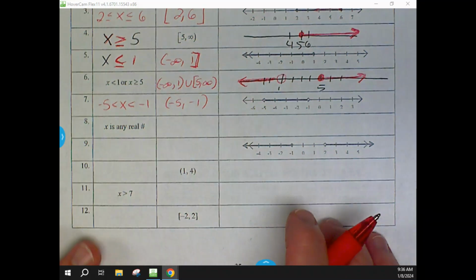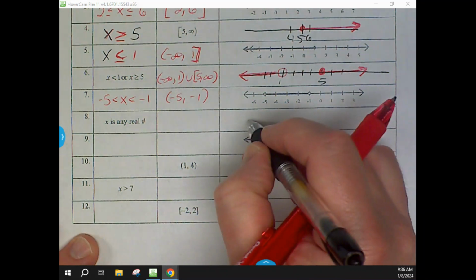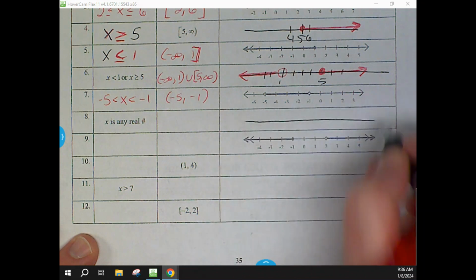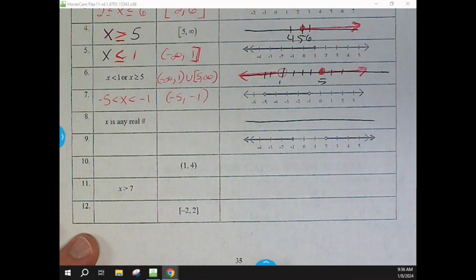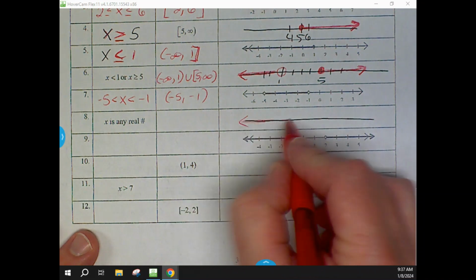Okay. 8 is a trick question. It does pop up every now and again, though, so it's kind of good to look at this one. Okay, x is any real number, which means anything on the graph is good to go. So if it's any real number and you graph this one, basically here's what you're going to do. You're just going to put a graph and you're going to shade the whole graph.